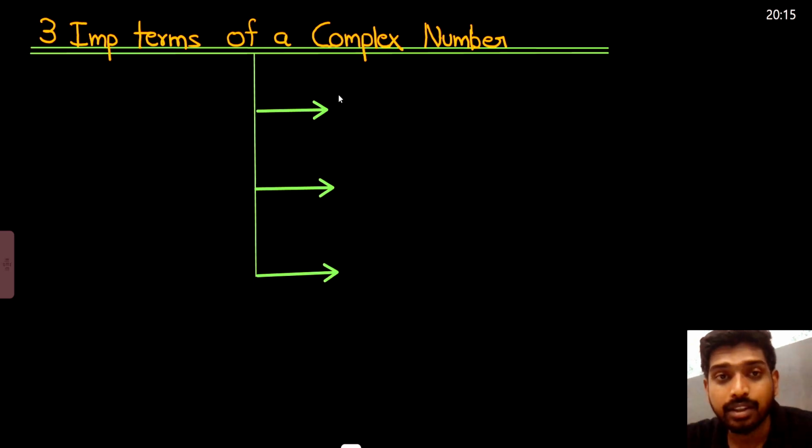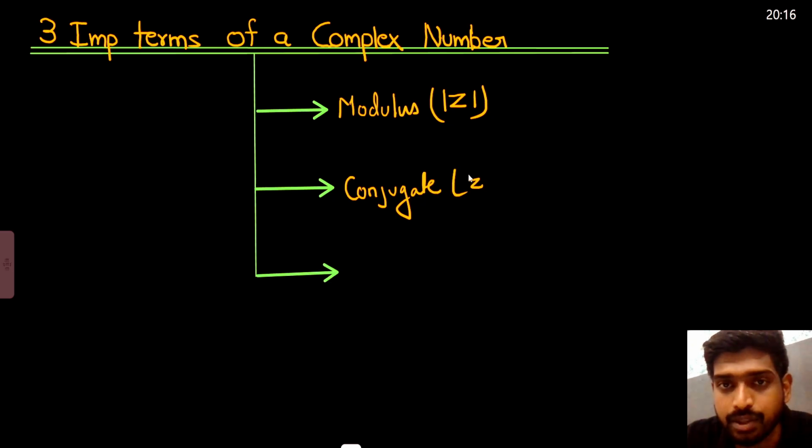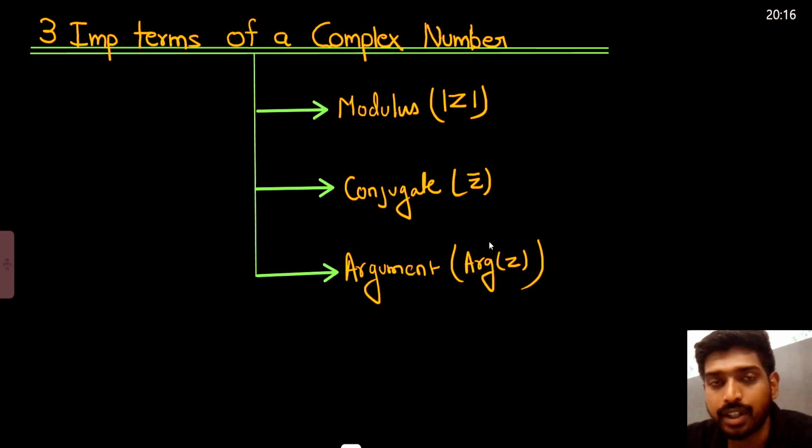What are the three important terms? The first important term is modulus of the complex number. Modulus of complex number is denoted by mod of z. Got it? Next one is conjugate. Conjugate of complex number is denoted by z bar. And next one is argument. Argument of complex number is denoted by arg of z. Got it? So now one by one we'll learn about modulus, conjugate, and argument.